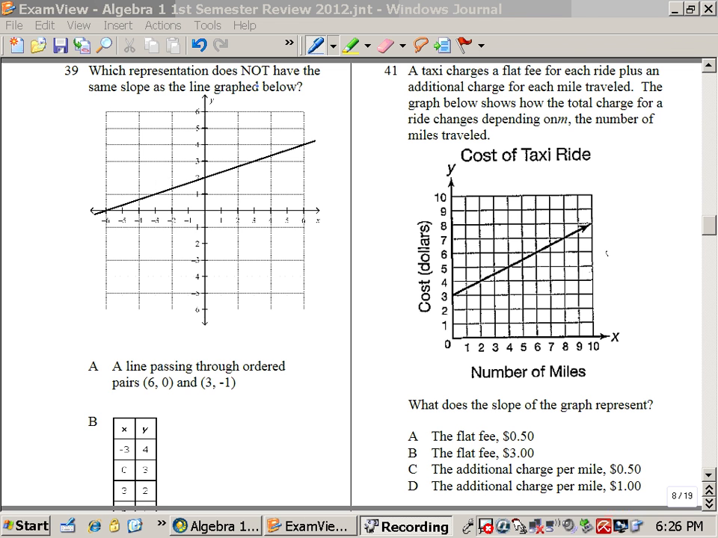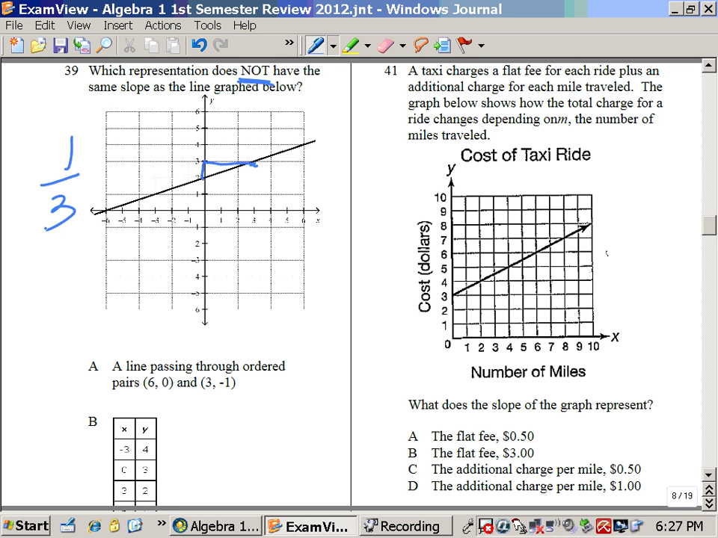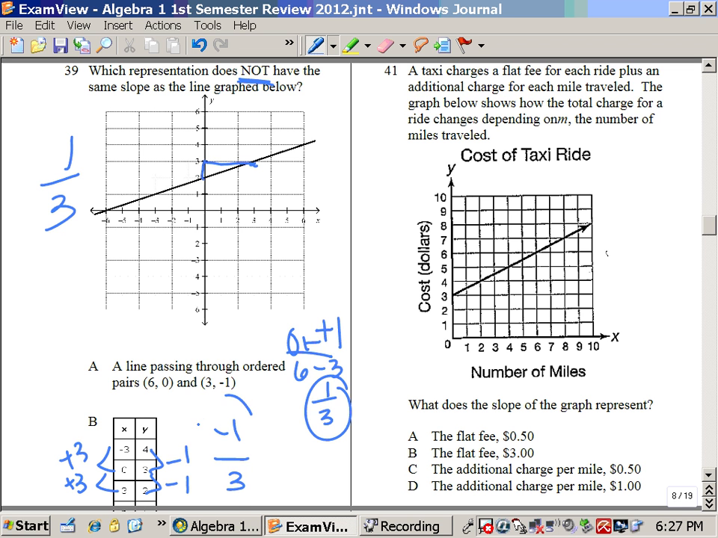Number 39, I have to figure out which representation does not have the same slope. Looking at this line, it's up 1 and over 3, so the slope is 1/3. So I'm looking for a slope that is not positive 1/3. Checking A, I have 0 minus negative 1 over 6 minus 3. That gives me positive 1/3. Looking at B, the y values are decreasing by 1, while the x values are increasing by 3. If you put the y value over the x value, you will see that B is correct because it is incorrect.